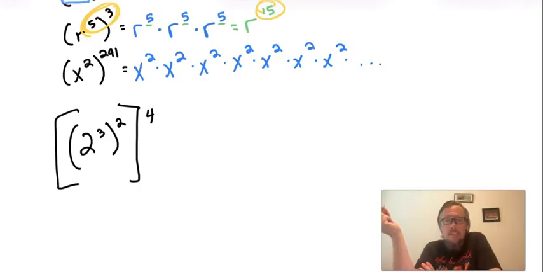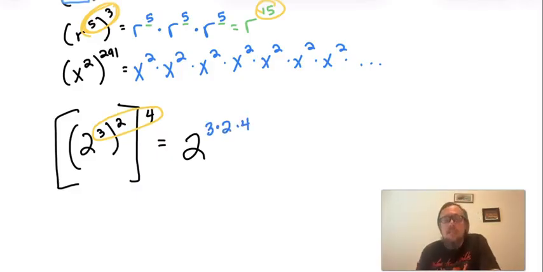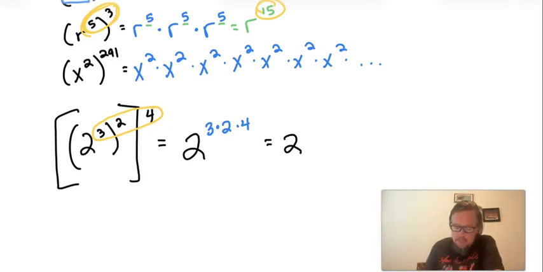But it's okay. It doesn't matter how many exponents it has. The rule is still the same. We're going to multiply the exponents. So we're going to do 2 times 4 times 3 for the exponents. So this is going to be 2 to the power of whatever 2 times 4 times 3 is. And 3 times 2 is 6. 6 times 4 is 24. So I feel like 2 to the power of 24 is a pretty good answer for this one.